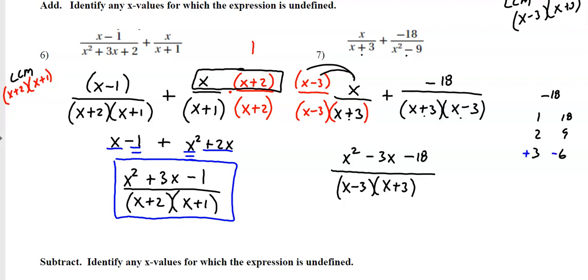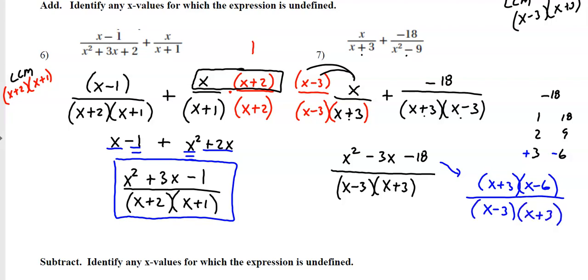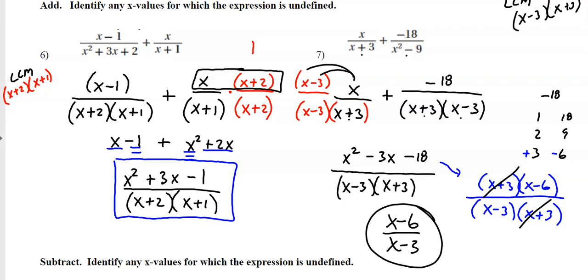So I'm going to rewrite this top as x plus 3 and x minus 6. And on bottom, we have an x minus 3 and an x plus 3. And this goes back to section 8.1, where I'm allowed to cancel factors on top and bottom. So at the end of the day, the final answer is just x minus 6 over x minus 3. And that will be it. We'd be good to go.